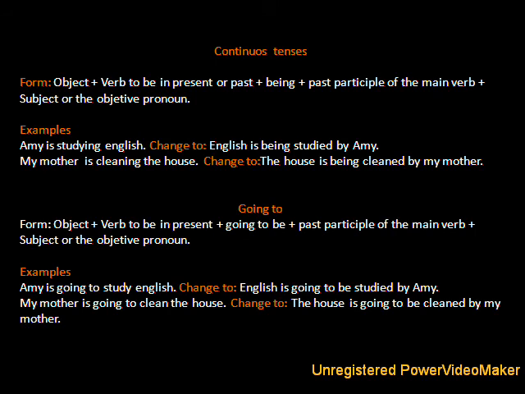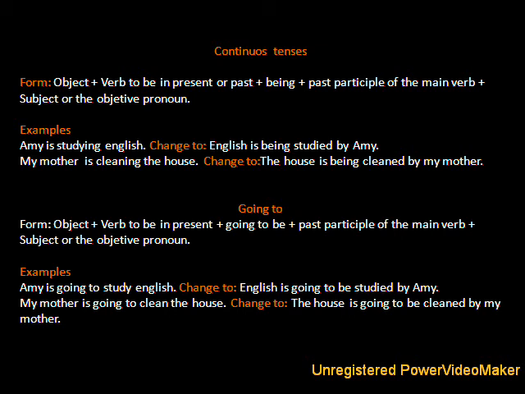And now with the continuous tenses we have object plus verb to be in present or past plus being plus past participle of the main verb and the subject or the objective pronoun. In the example, we say, Amy is studying English. That will change to English is being studied by Amy. Another example: my mother is cleaning the house. Switch to: the house is being cleaned by my mother.